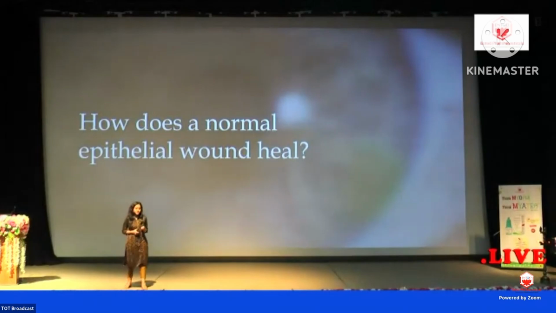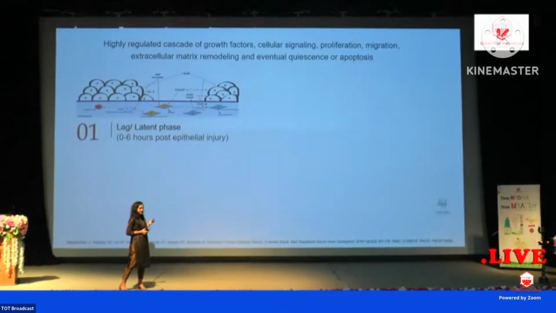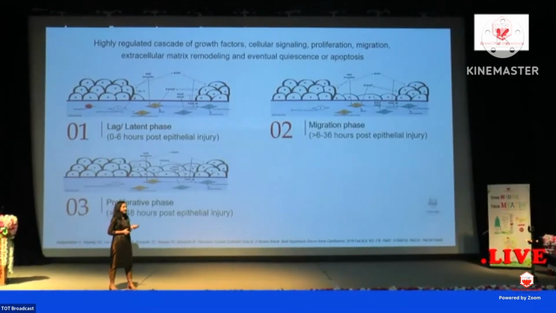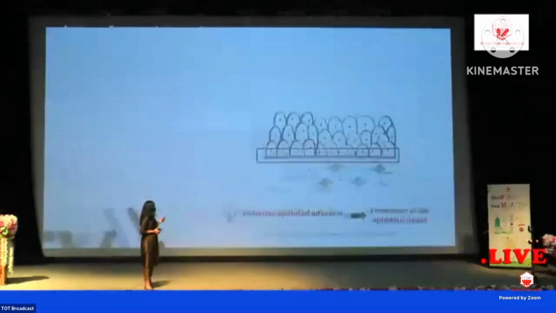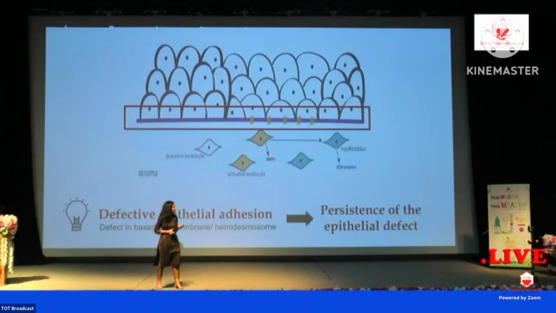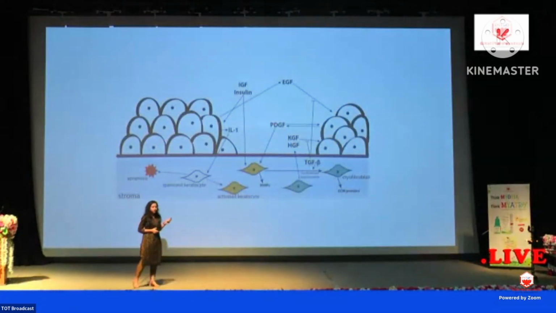It's a complex process of 4 steps, starting from a latent phase of 6 hours, followed by the basal epithelial cells migrating and then proliferating to fill the defect by 48 hours. Then they adhere to the stroma with the help of hemidesmosomes. Remember, if you have a defect in this adhesion part due to a basement membrane or hemidesmosome problem, then your epithelial defect may persist.